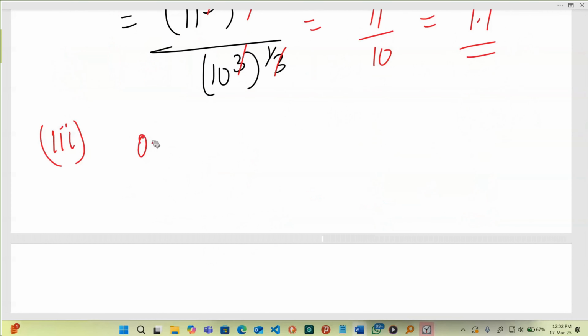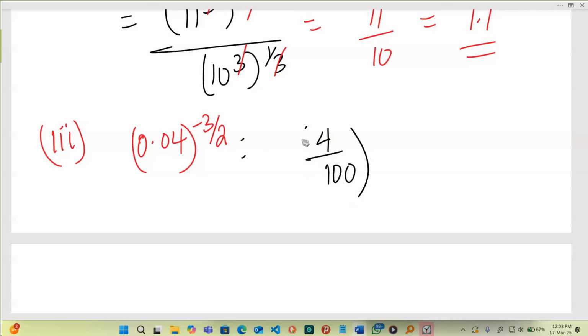Next, we had 0.04 power negative 3 out of 2. To solve this, we again multiply this by how many? This will be 10 to the power 2. So if I multiply it by 100, it becomes a whole number. So it will be 4 divided by 100, power negative 3 out of 2. So this is the same as that.